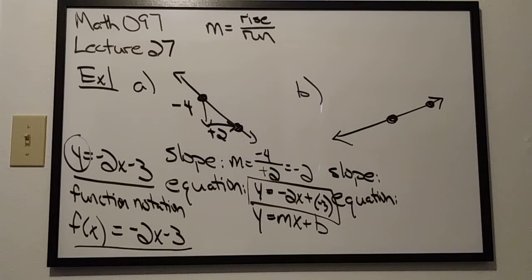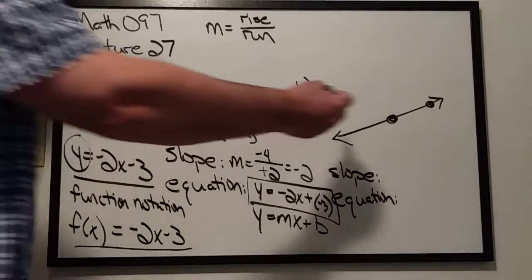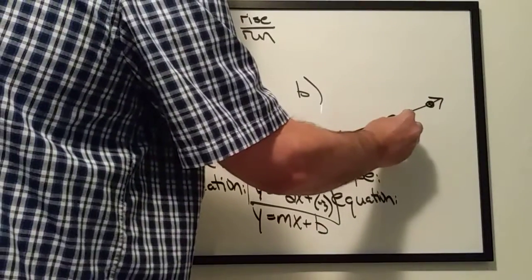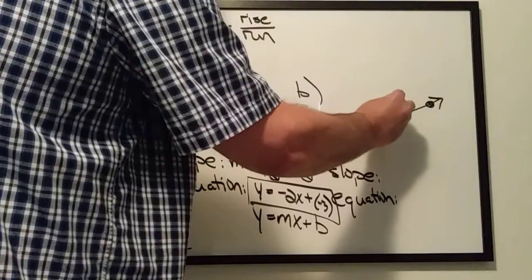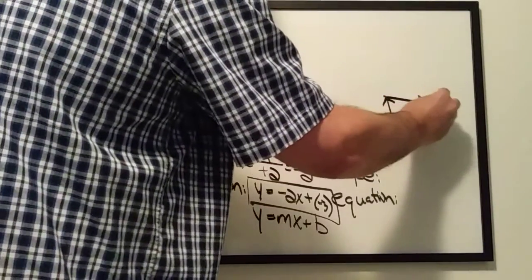So when you're thinking about your rise and you're thinking about your run and you're thinking about your y-intercept, you have to keep those kinds of ideas in mind. So let's go ahead and check out part B, and again, keep those ideas of scales in mind. So once again, I want to go from one point to the other point, and in order to make that happen, I'm going to have to go up and then to the right.